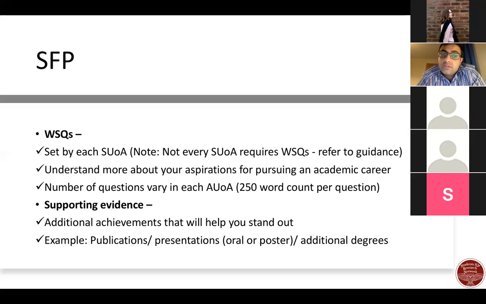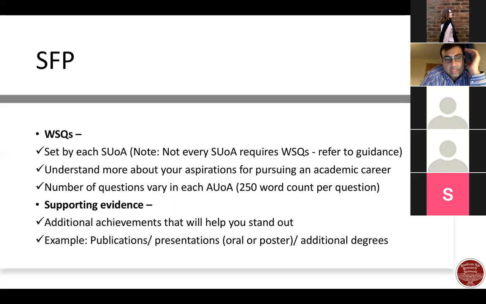But anyway, you need to make sure your white space questions are quite well written. And I'm sure as medical students in your final year, you're aware of a lot of important things that we consider in medicine, such as being able to work in a team, being able to communicate, giving examples, and stuff like that. Okay, so you need to understand more about your aspirations for pursuing an academic career. You need to persuade the people who are reading your application to consider you for an interview, that you are genuinely interested in an academic career, and that is a clinical academic career. So you need to make sure that you send out the message that you're a clinician interested in research. Yeah, so that's the whole purpose.